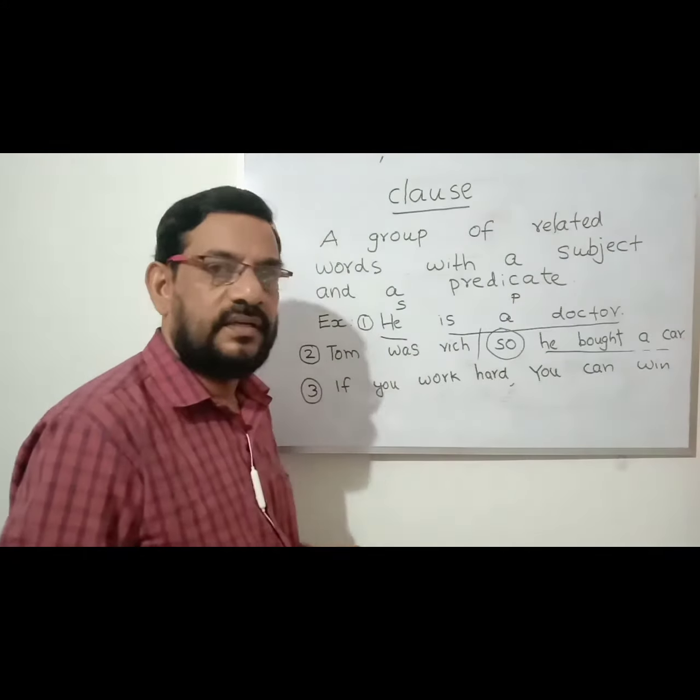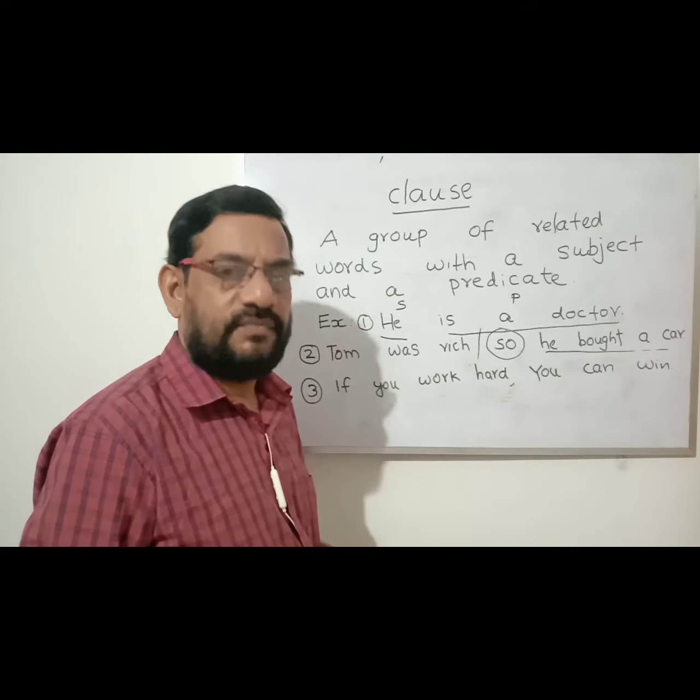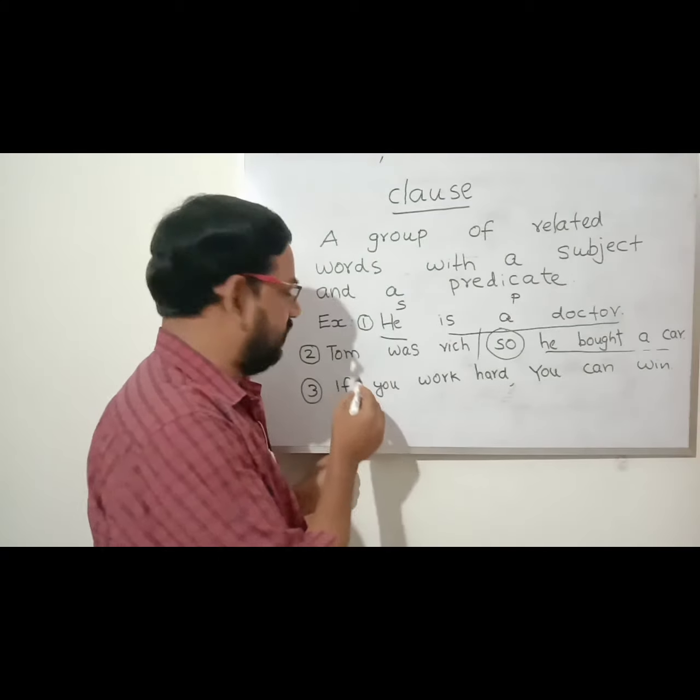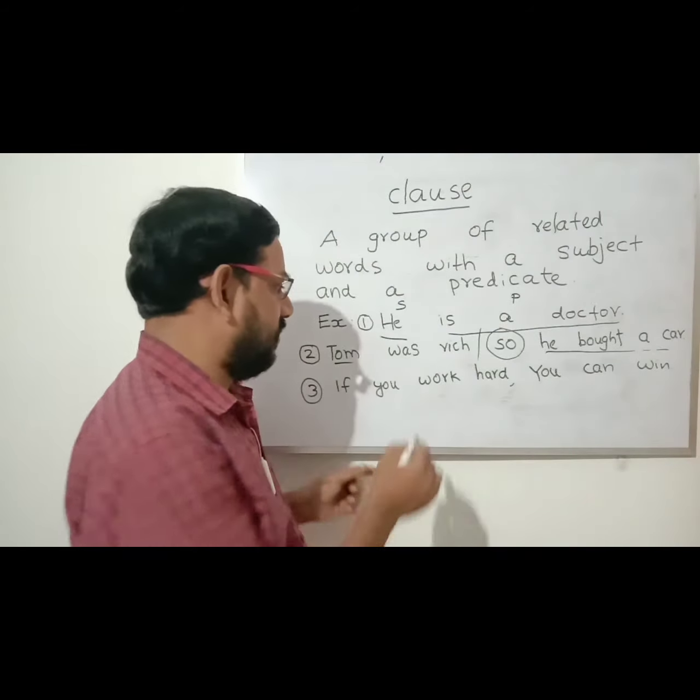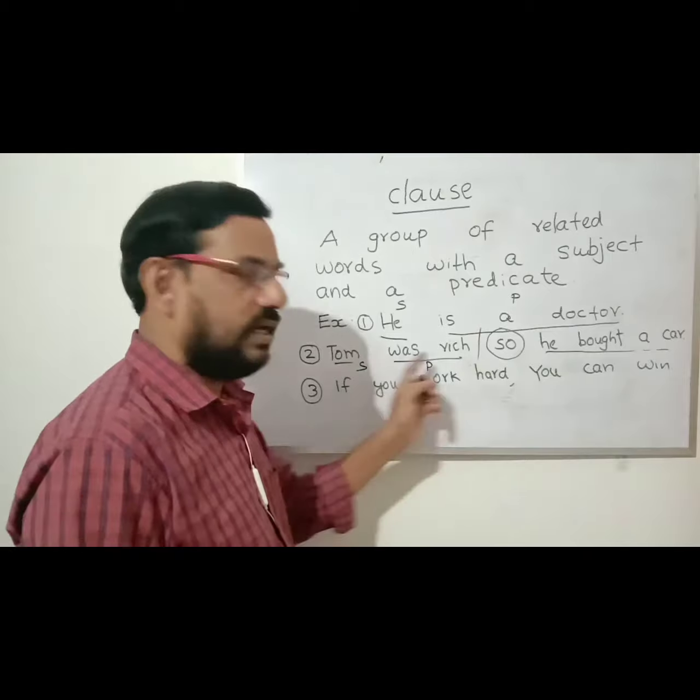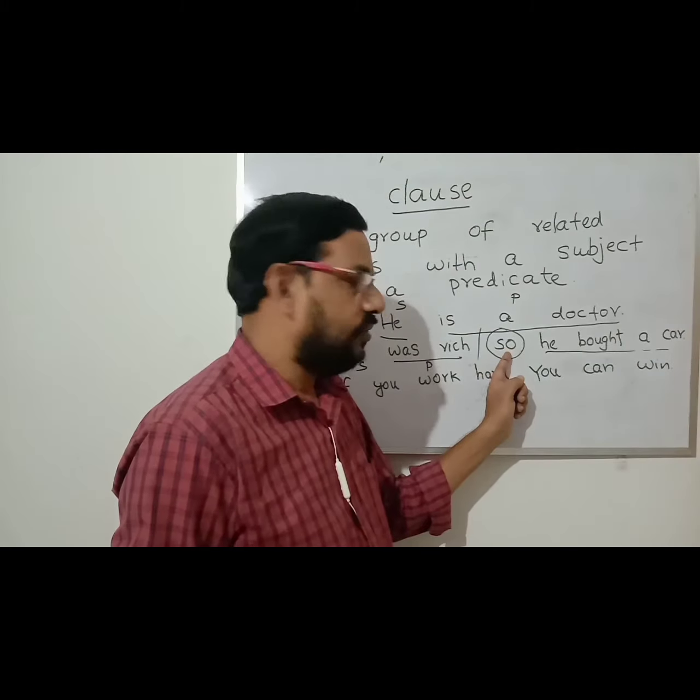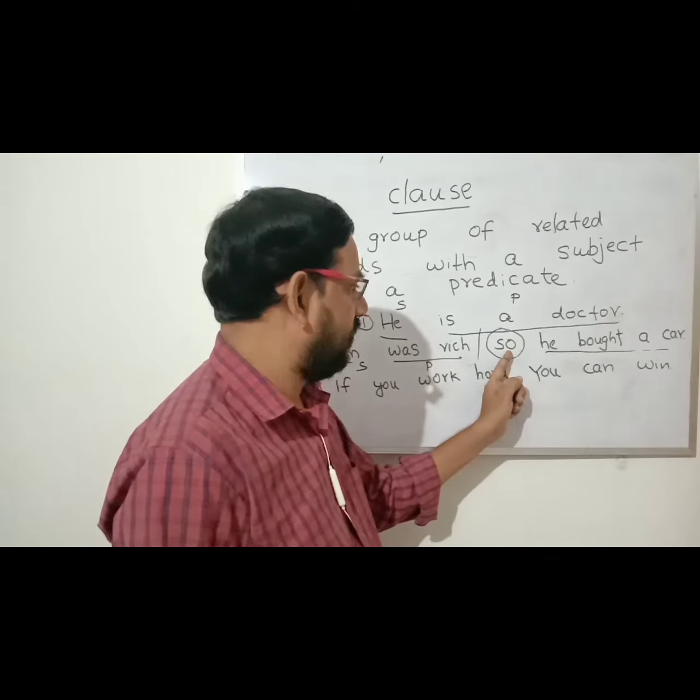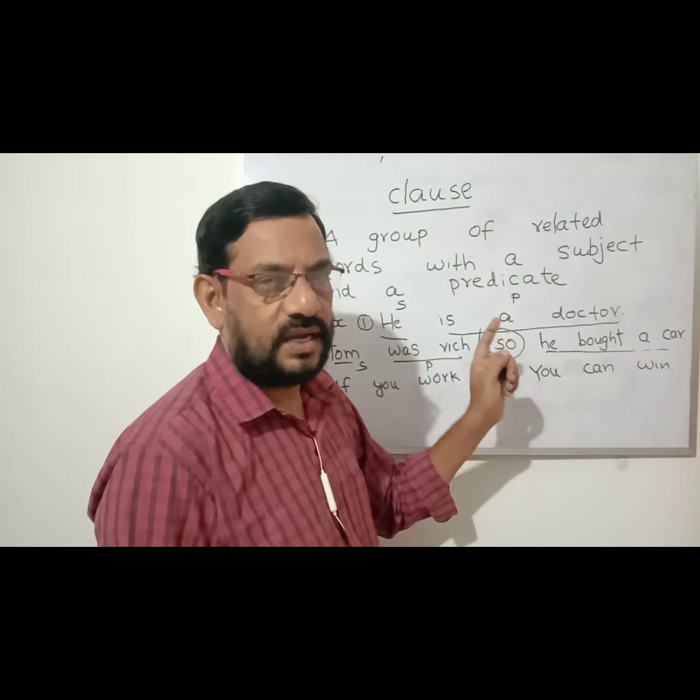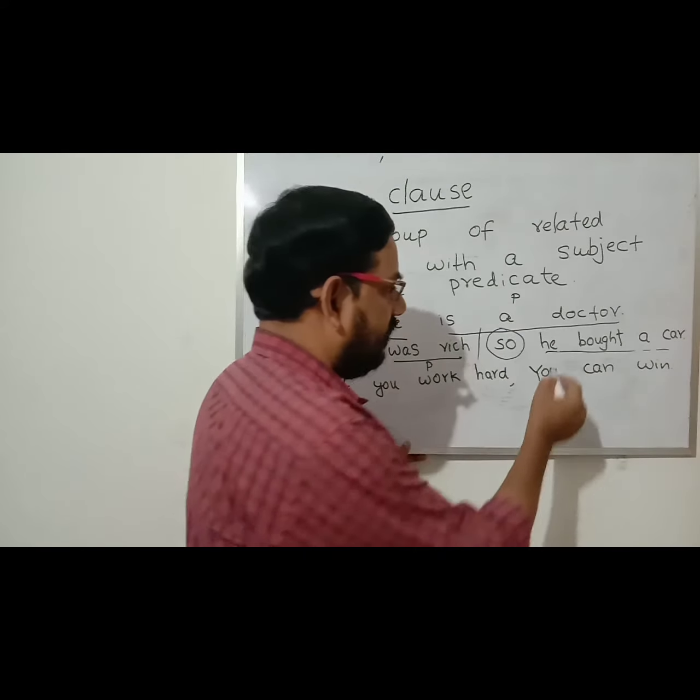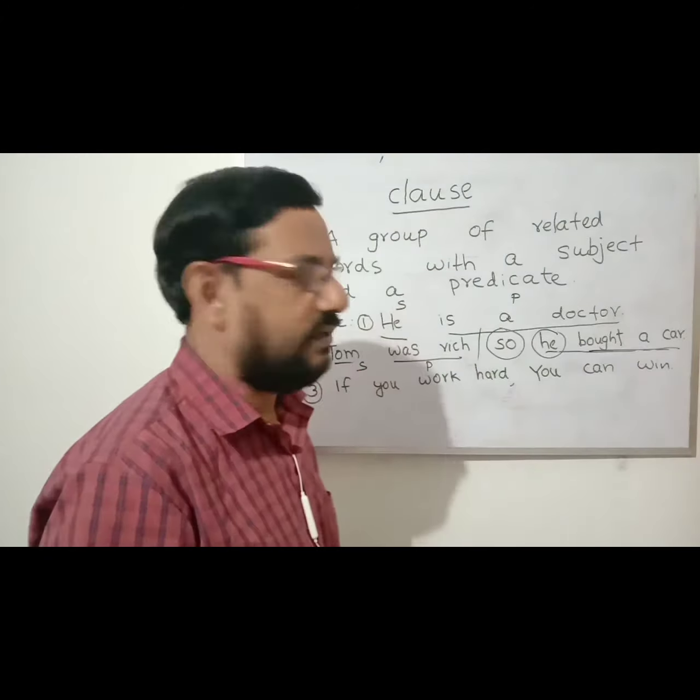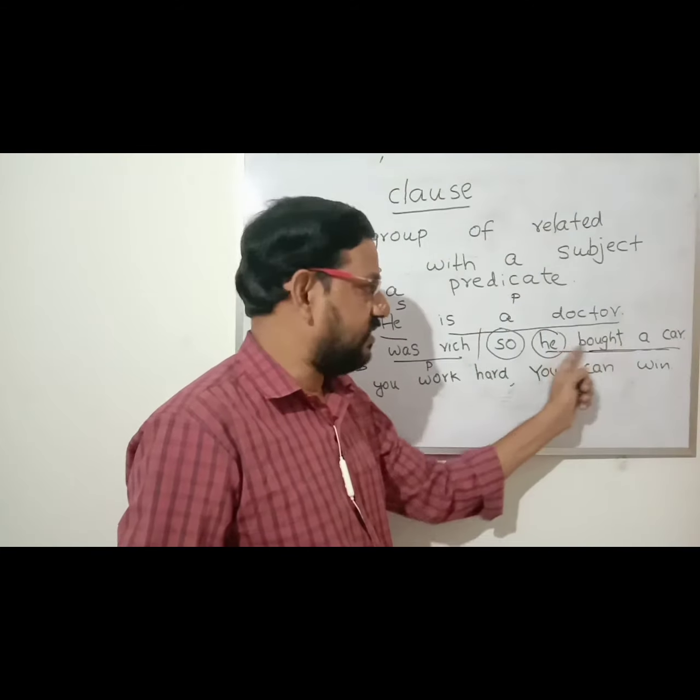Tom was rich. This is a group of words, and we can check whether there are subject and predicate in this section. Is there a subject? Yes. Tom is the subject. Was rich is the predicate. The subject is there, predicate is there. So that is a clause. So is a coordinating conjunction. He bought a car is the next part. Now we can check whether this is a clause. So we have to check what? The subject. Is there a subject in that? Yes. He. What's the predicate? Bought a car. That is the predicate. The subject is there, predicate is there. So this is another clause.